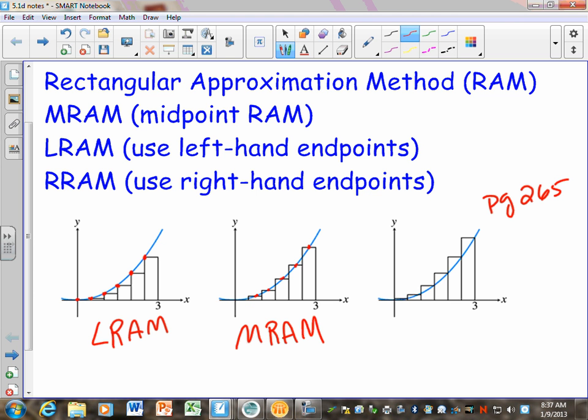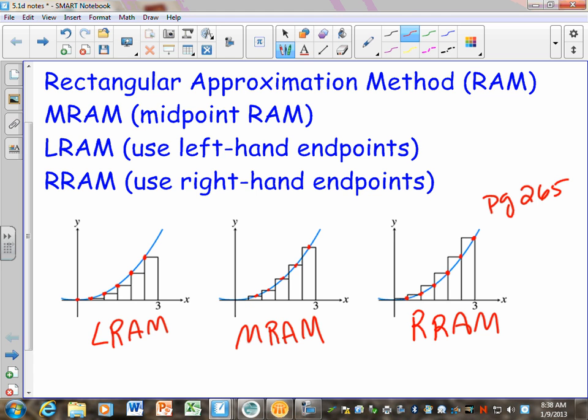And then this is the example of if we use right-hand endpoints. Notice it's the exact same rectangles, only now I'm using the right-hand endpoints. Just like on the left-hand ones, one endpoint's not going to be used. You're never going to use that first endpoint because you're using the right side of each rectangle. Eventually, we're going to call these Riemann sums, named after this awesome guy named Riemann. But right now, your book's just calling it RAM, so we're just going to stick with that. It's rectangular approximation method.